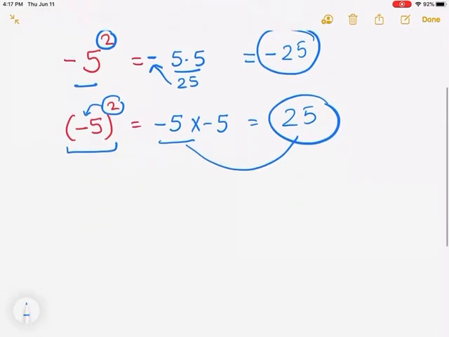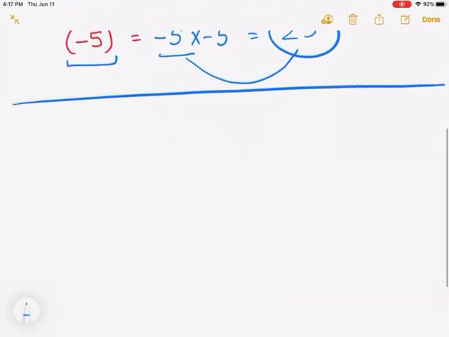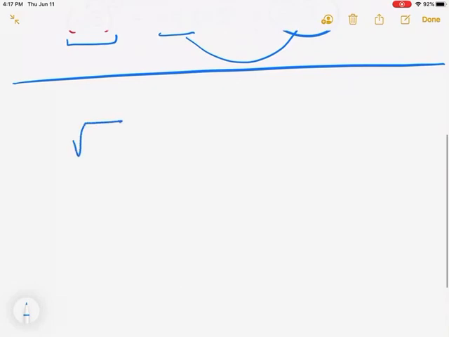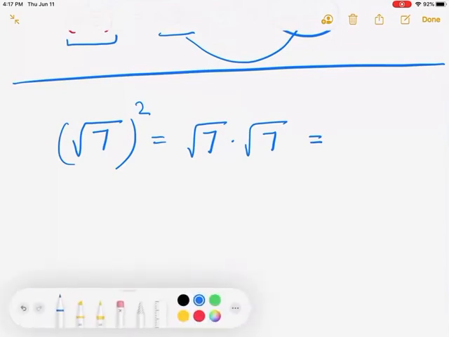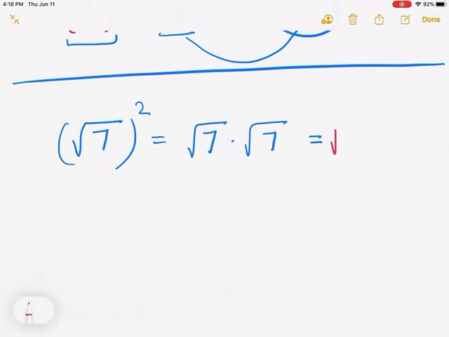Now the next one. This is the backside of the day 9 lesson. What I see is the square root of 7 and there's a square. Let's just follow the pattern. Exponent means you need to multiply that many times, so I would do the same. I would do square root of 7 times square root of 7. Radical 7 times radical 7 is radical 49. And what is the square root of 49? It's a perfect square, and it's 7.